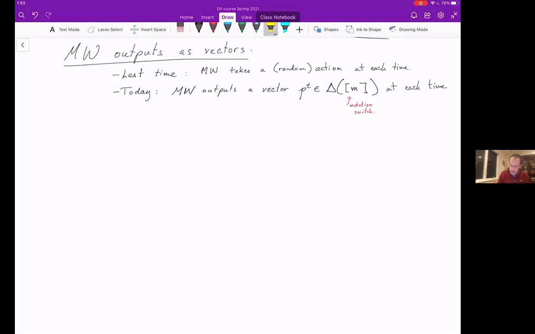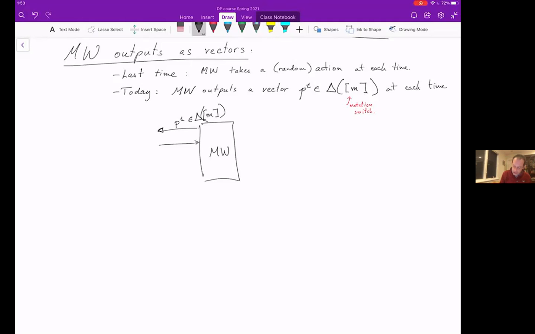Okay, so the picture you should have in mind is that here's the learner, let's say the multiplicative weights algorithm. At each step, it produces a distribution. So this is a distribution over the M possible underlying base actions. And there's a little bit of a notation switch, sorry. Last time we used K; today, for reasons that will be clear, we're going to use M as the number of actions.